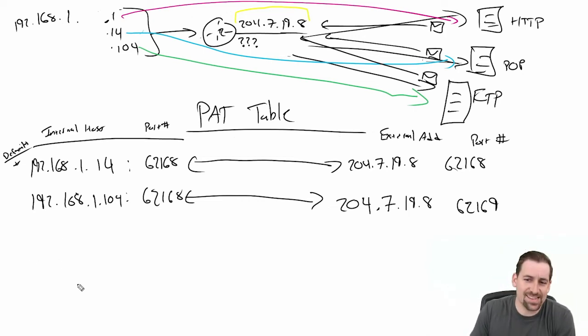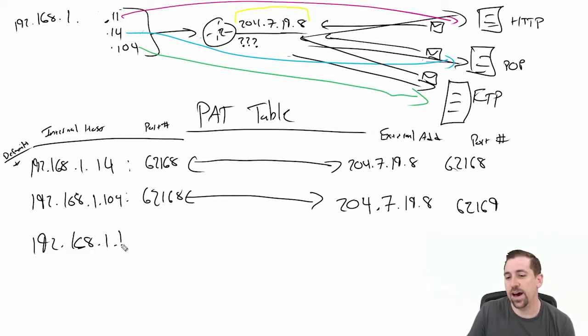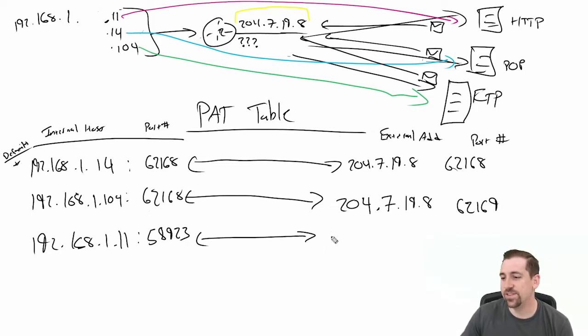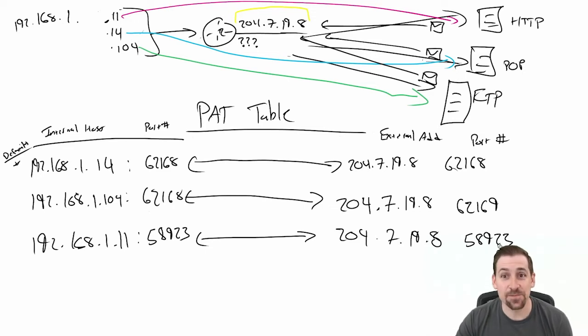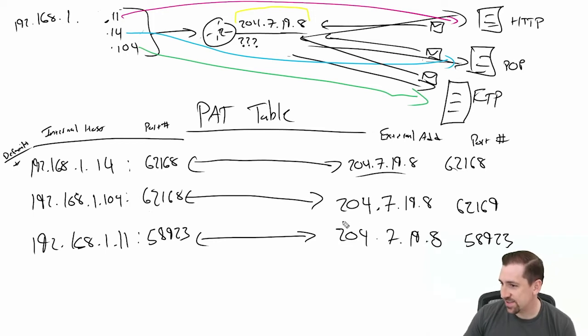Finally, I will give you the example of another host in here. Let's call this the .11 host, 192.168.1.11, and this host uses an internal port, a random high port of 58923, and this is going to get mapped to 204.7.19.8 with a port number of 58923. And now you can see that port address translation now allows us to map one external address.